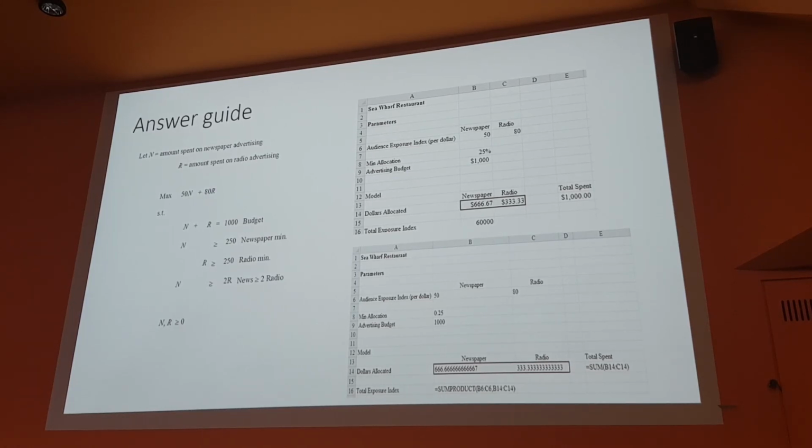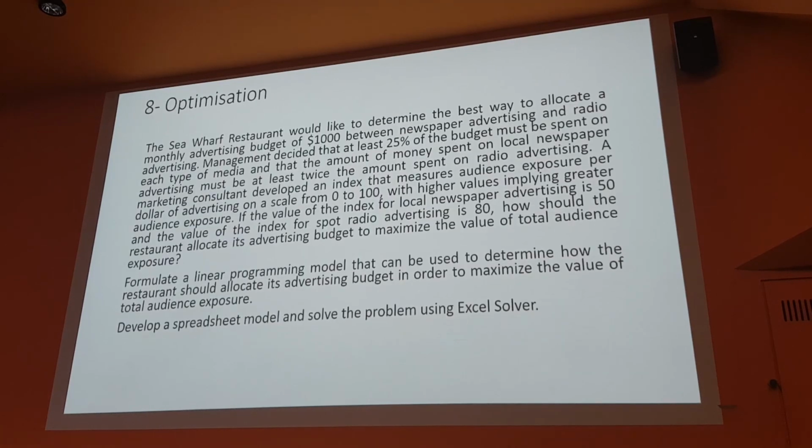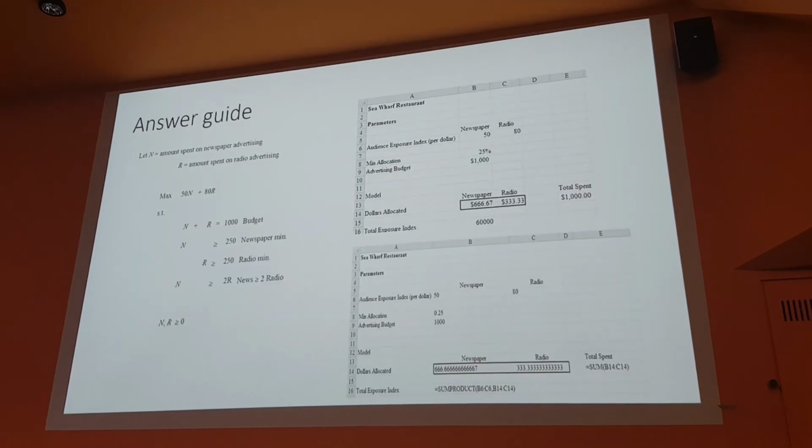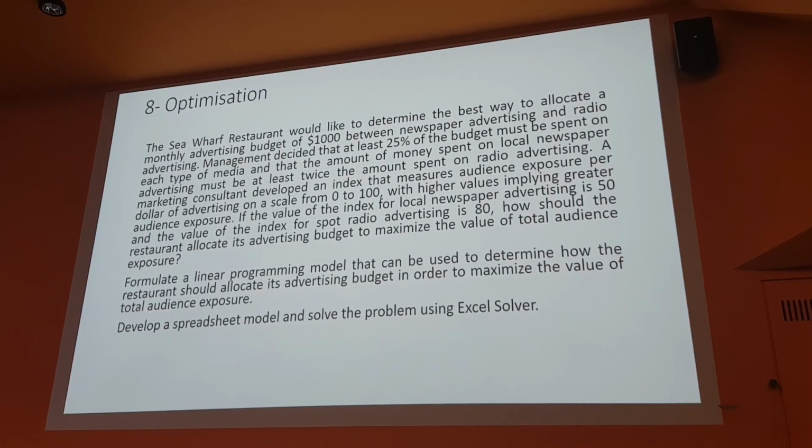And also you have one more constraint, N greater than 2R. The amount of investment in the newspaper should be greater than twice the amount of advertisement on radio. This is again here. Where was that one?